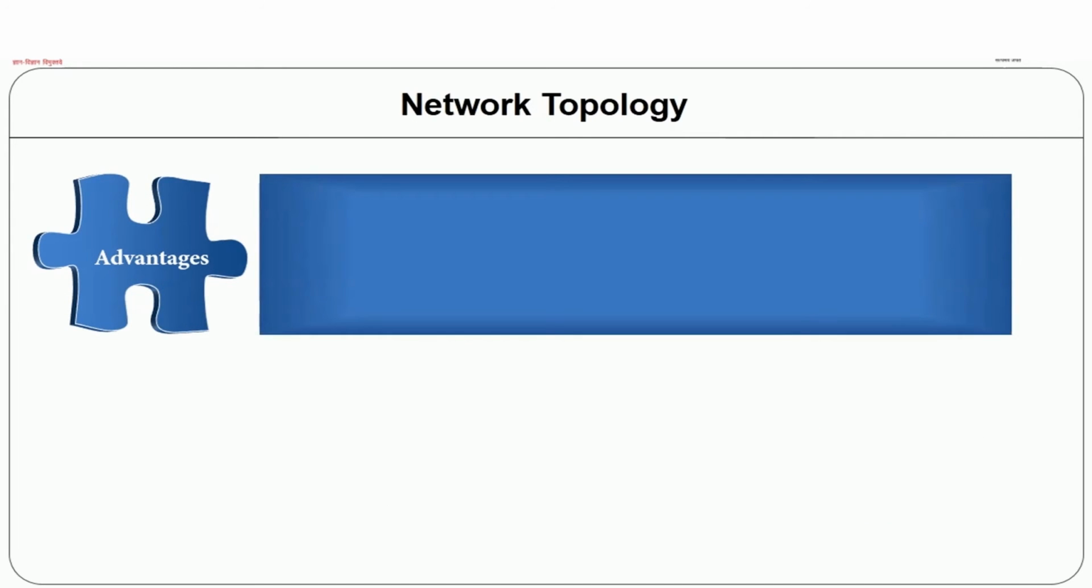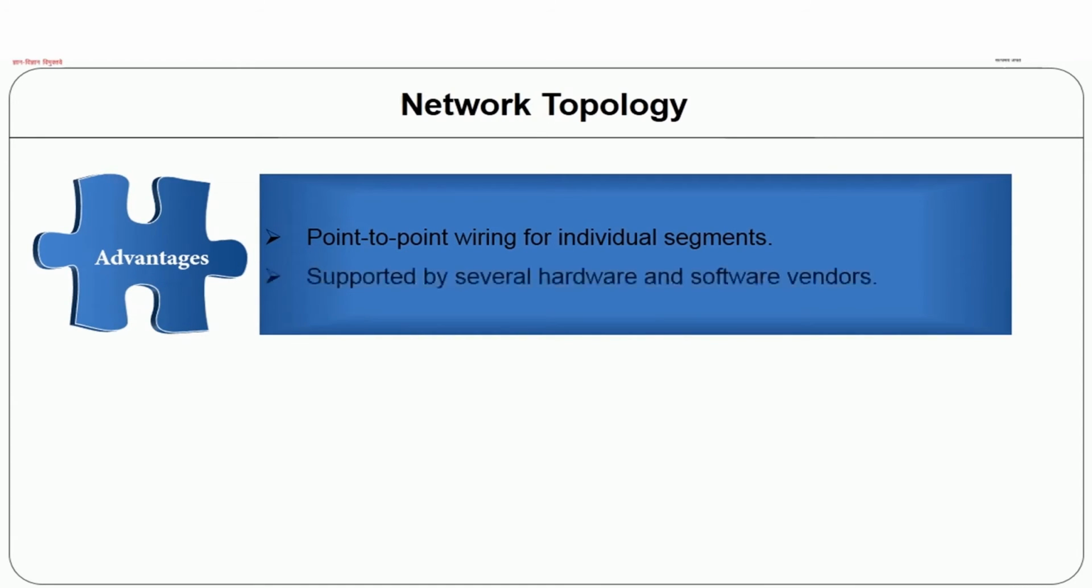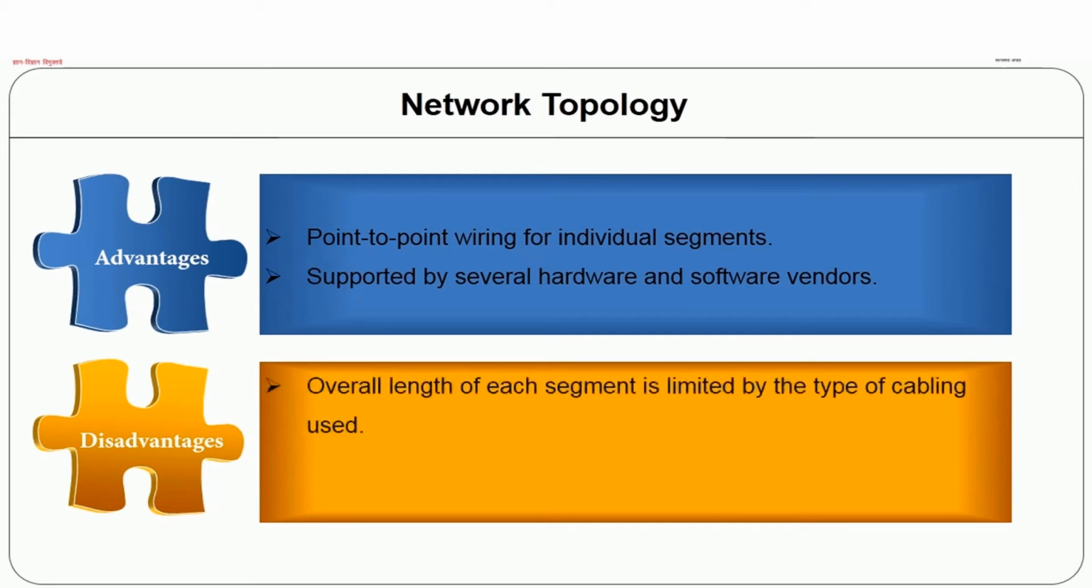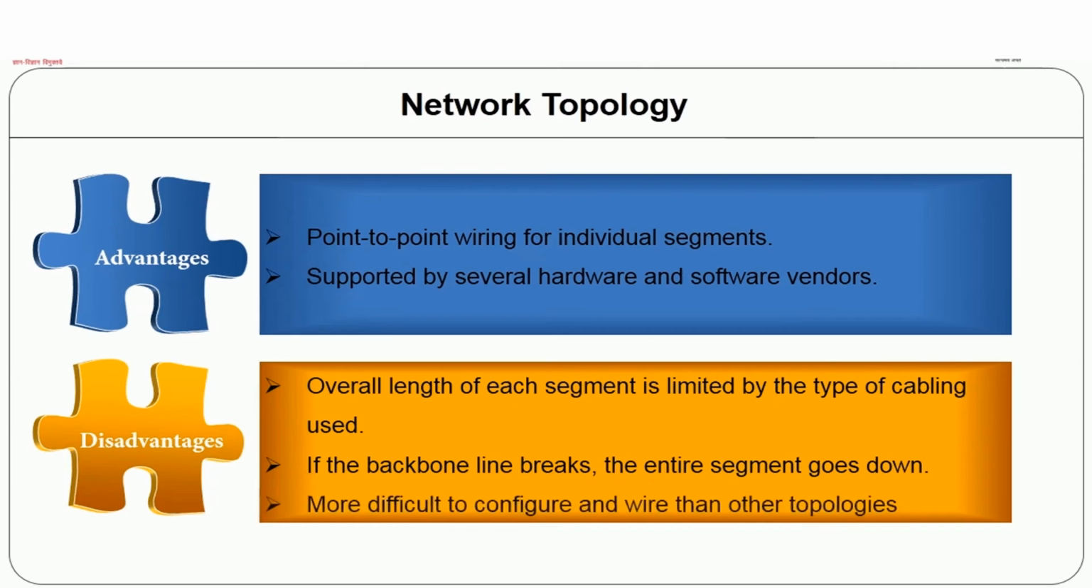Advantages of tree topology: point-to-point wiring for individual segments, supported by several hardware and software vendors. And the disadvantages are: overall length of each segment is limited by the type of cabling used. If the backbone line breaks, the entire segment goes down. More difficult to configure and wire than other topologies.